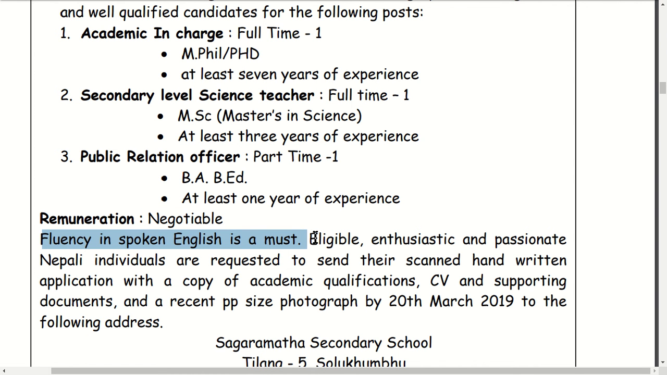Okay, then English, eligible. Eligible means authentic here. Enthusiastic, passionate, and Nepali. Passionate means someone who is dedicated to something. Passionate, enthusiastic, and having a spirit to do something. A person who has a spirit and wants to do something.